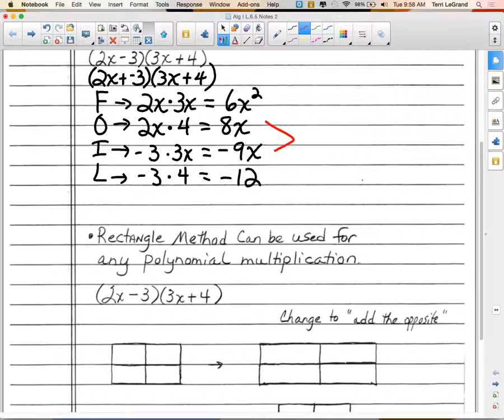Now we've done all our multiplying. What we really have here now is the addition of 4 terms. So we are going to say 8x plus negative 9x is negative x, or negative 1x, right? Now we can say we have 6x squared minus x minus 12. There is our product. Did you get that? Is that what you guys got?